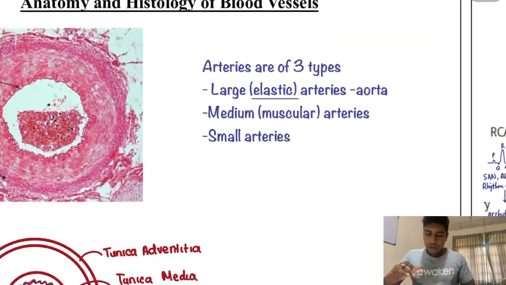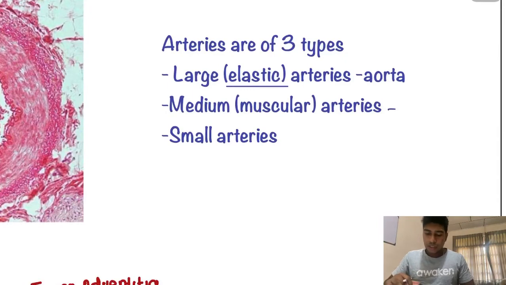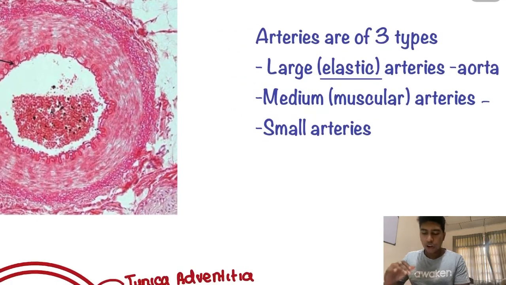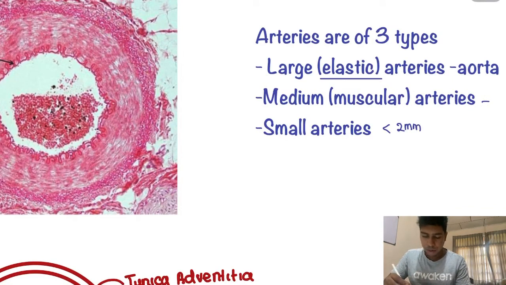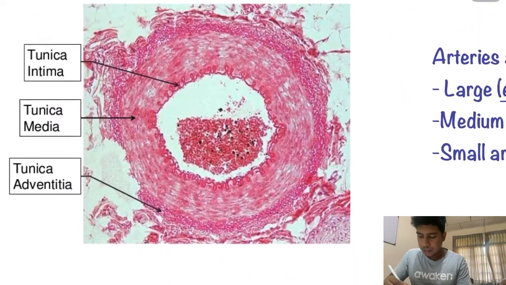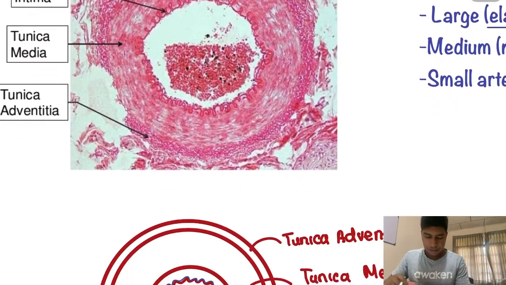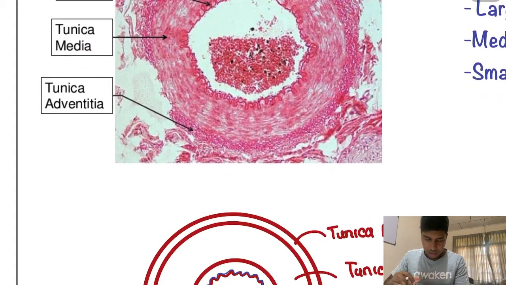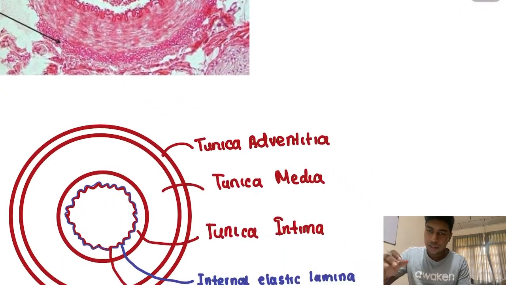Now, medium arteries or the muscular arteries are what we most often get occluded. These are what atherosclerosis builds upon. And small arteries are less than 2 millimeters small. So I will talk about the histology.